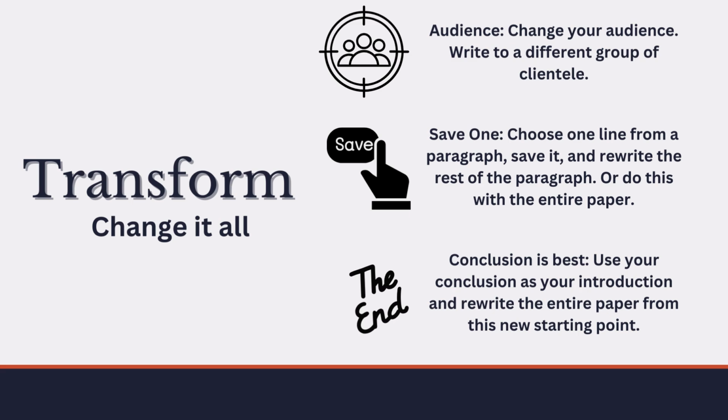Another way to transform your paper would be the save one. That's where you choose one line from a paragraph, you save it, and you rewrite the entire paragraph over just to see how it would be if you wrote it differently. Sometimes you can do this with the entire paper.